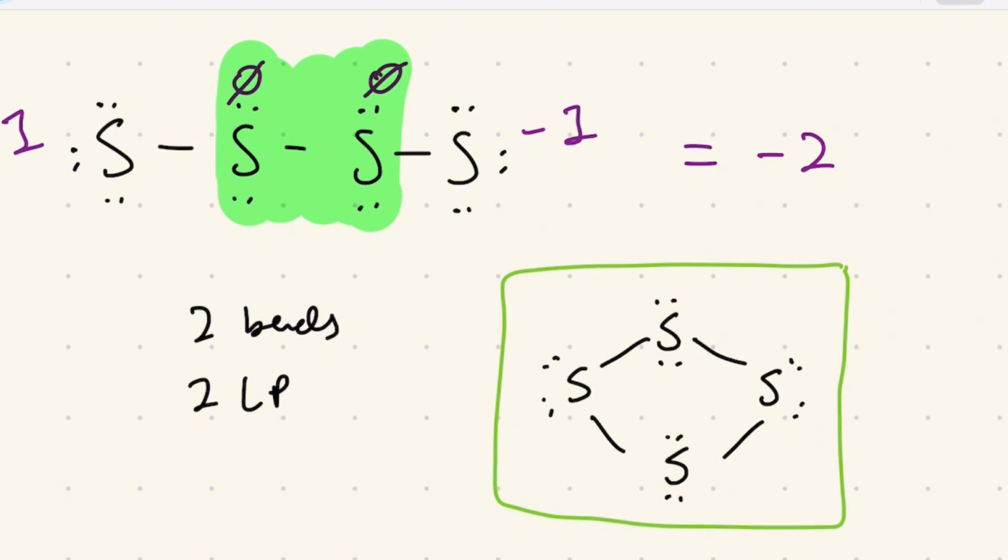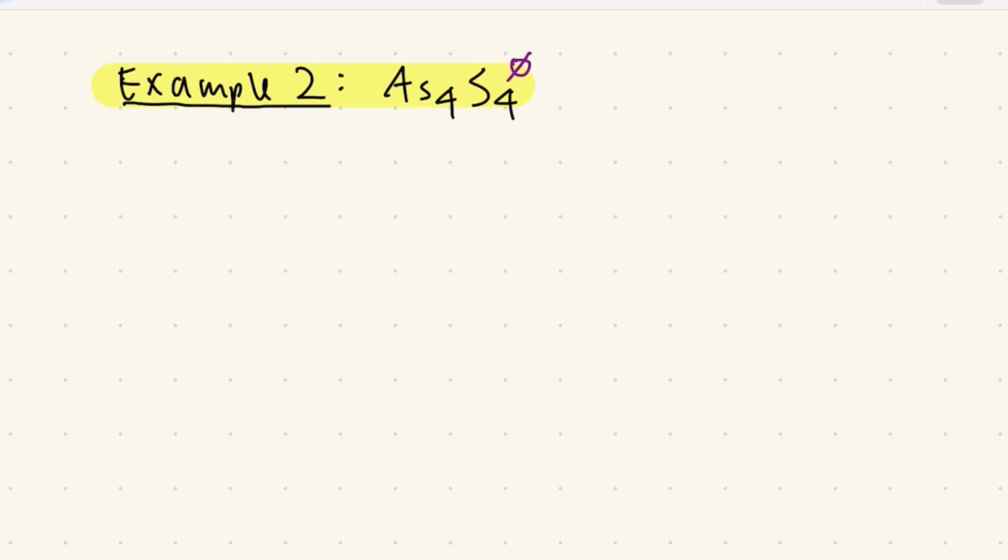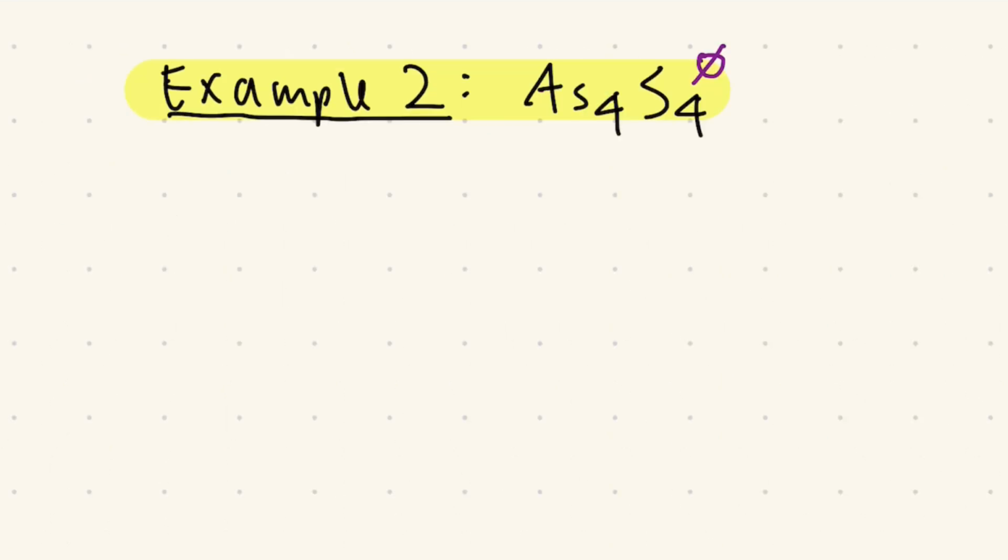So despite how it looks, this is the structure that best follows all of the rules that we've set out for ourselves. This is As2S4. It also happens to have an overall charge of 0. So we're also going to assume that each atom's formal charge is 0. Now, we know how to do this for sulfur already. That's going to be 2 bonds, 2 lone pairs.